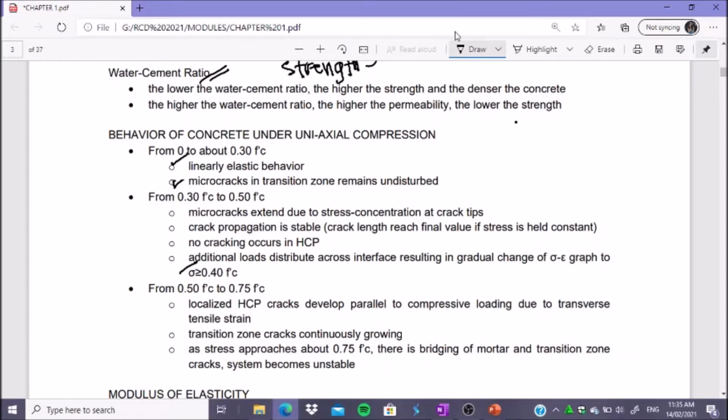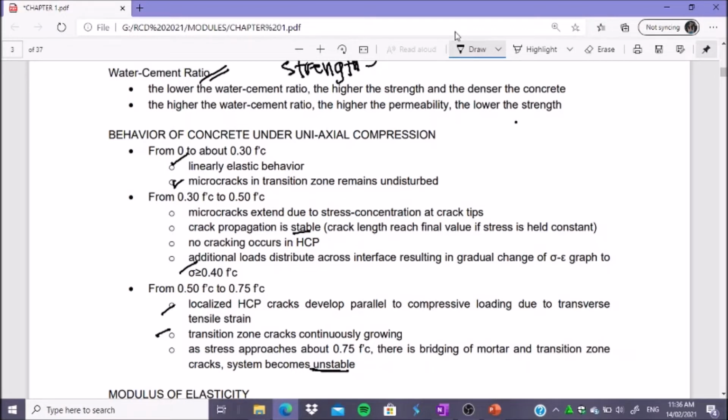And from 0.50 to around 0.75 of f'c, localized hydrated cement paste cracks develop parallel to the compressive load during the transverse tensile strain. Transition zone cracks continuously grow, and the stress approaches around 0.75. There is a bridging of mortar and transition zone cracks. The system becomes unstable. So earlier, stable. Where? Here at 0.30 to 0.50, the cracks are stable. But if it reaches 0.75 of f'c, it becomes unstable, so it will crack.